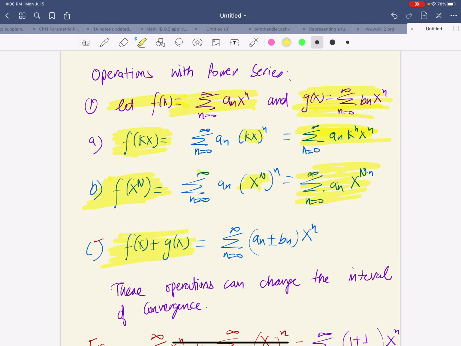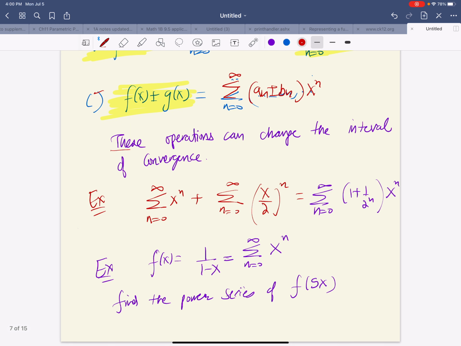We can add or subtract f of x plus or minus g of x, same as, that would be summation n is equal to 0 to infinity, a_n plus or minus b_n, x to the power n. We can add or subtract the coefficients in the power series representation. These operations can change the interval of convergence, keep in mind.